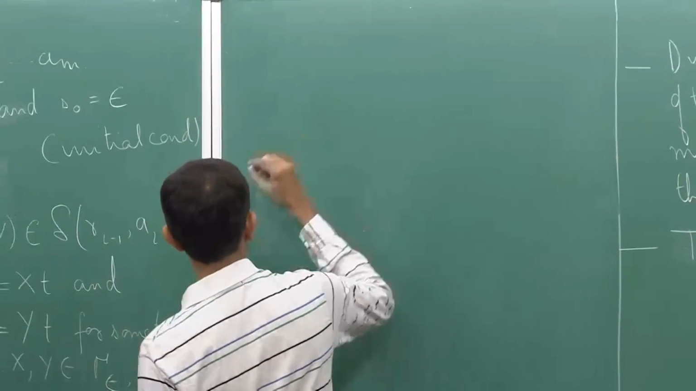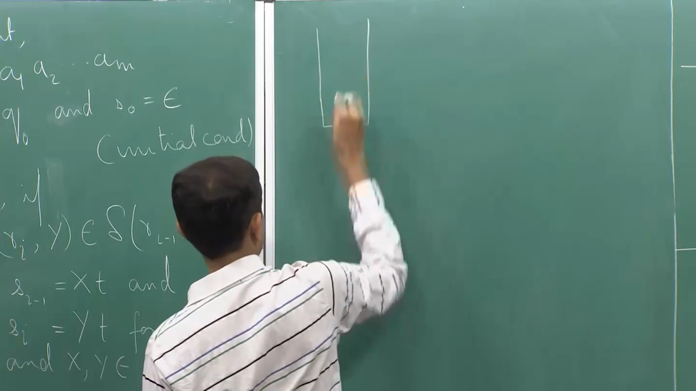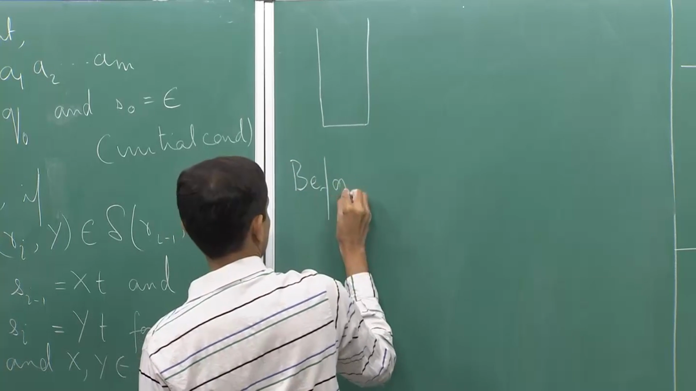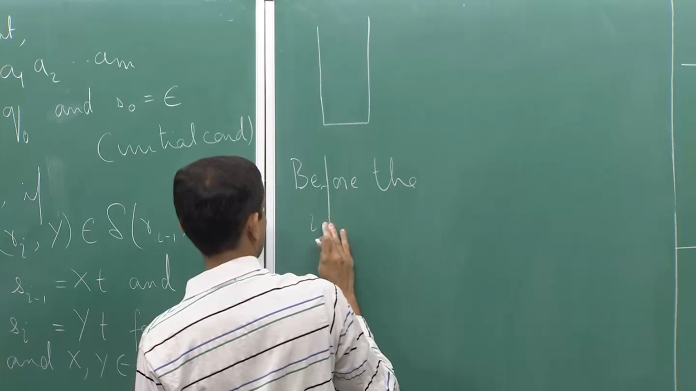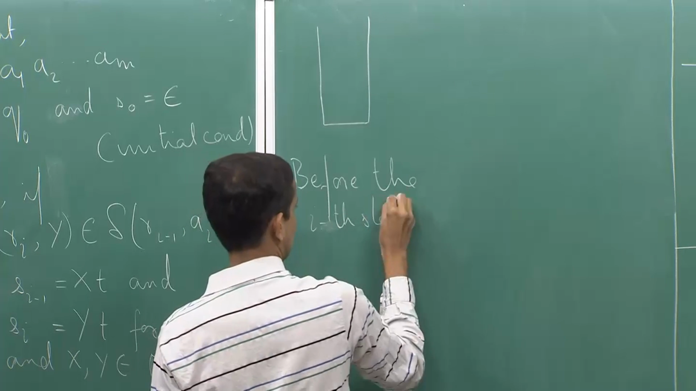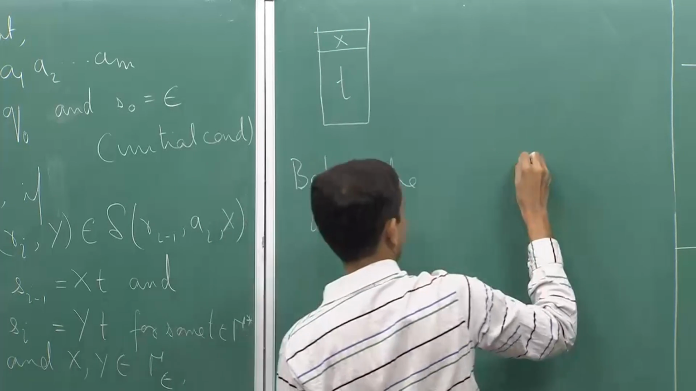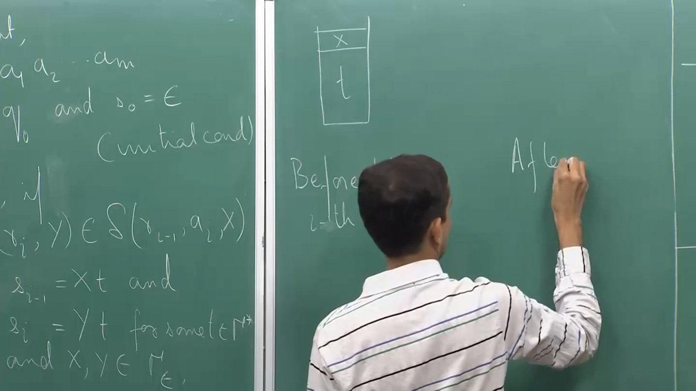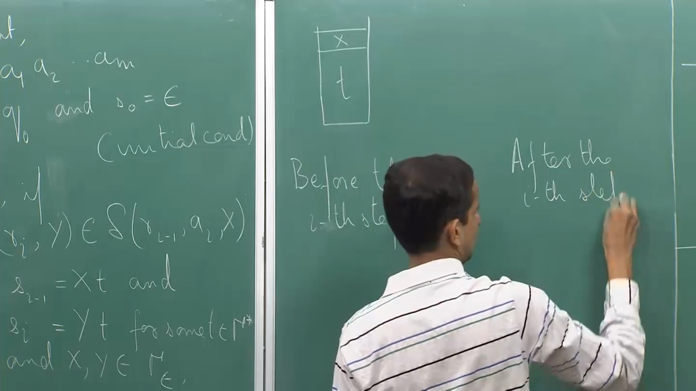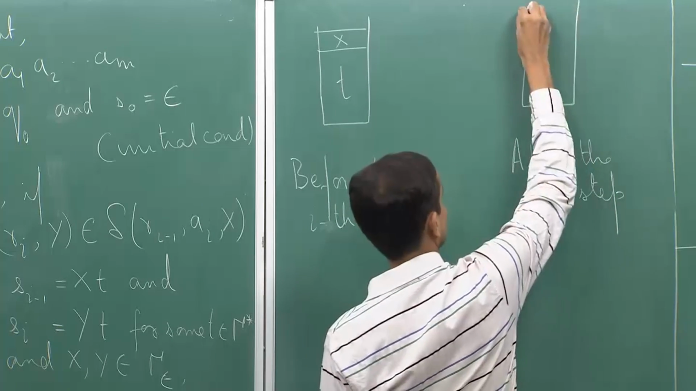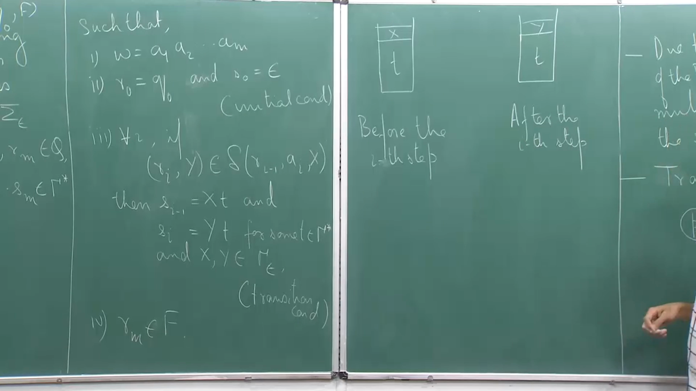So, again if I want to give a pictorial representation, if I look at the stack before the ith step, it contains t with x on the top, and after the ith step it moves to t followed by y at the top. Okay.